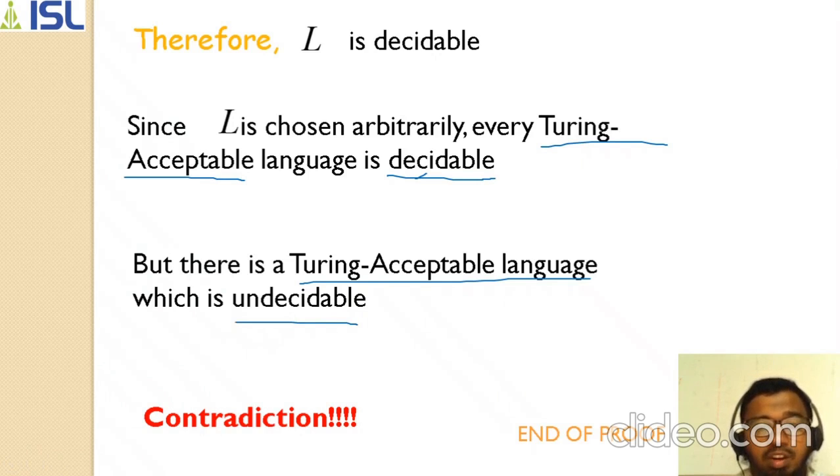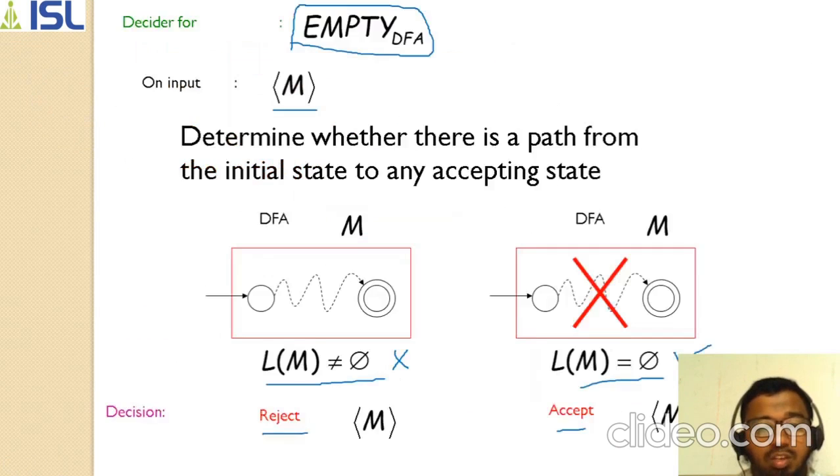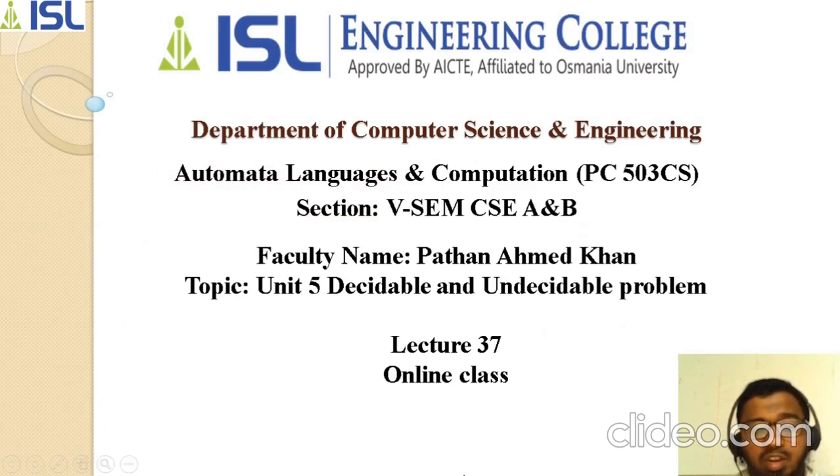So this is about today's lecture, a basic introduction to decidable and undecidable problems. In the next class we are going to see the next topic in unit 5, undecidability.